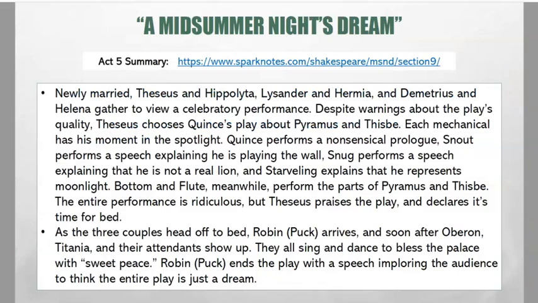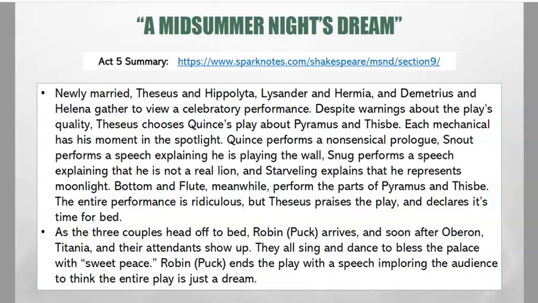A Midsummer Night's Dream, Act 5 summary. Newly married, Theseus and Hippolyta, Lysander and Hermia, and Demetrius and Helena gather to view a celebratory performance. Despite warnings about the play's quality, Theseus chooses Quince's play about Pyramus and Thisbe. Each mechanical has his moment in the spotlight. Quince performs a nonsensical prologue.